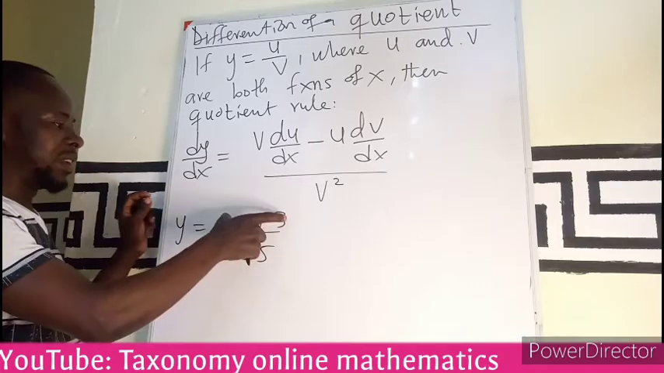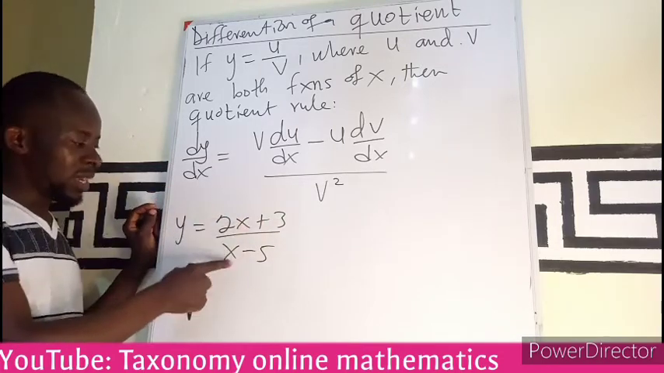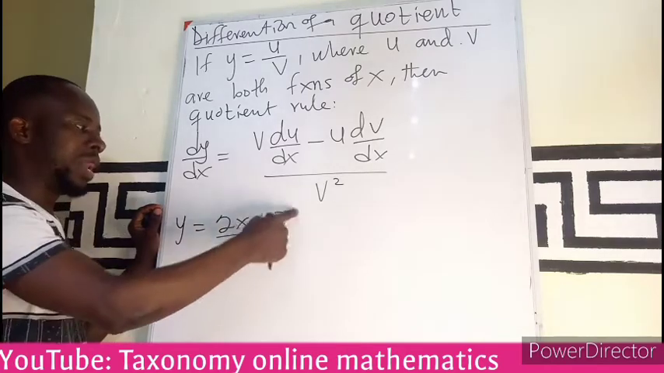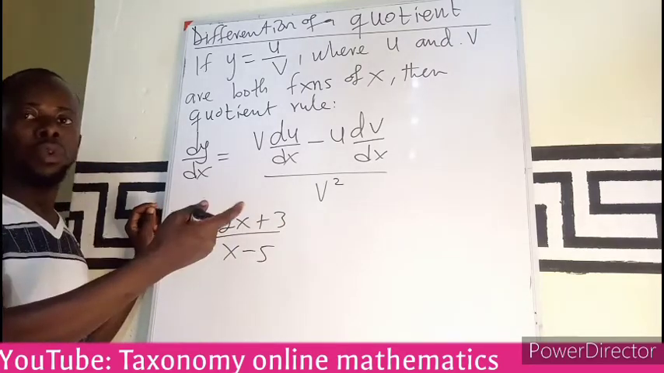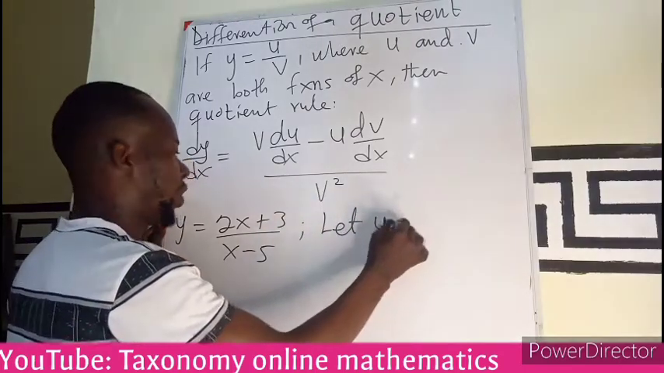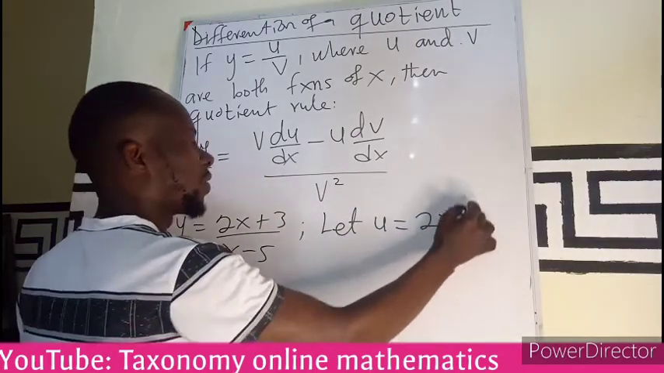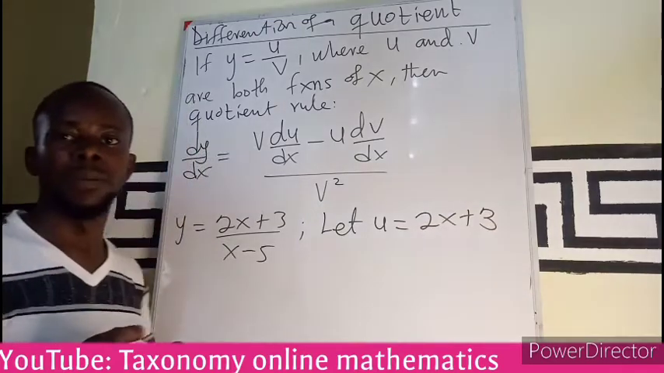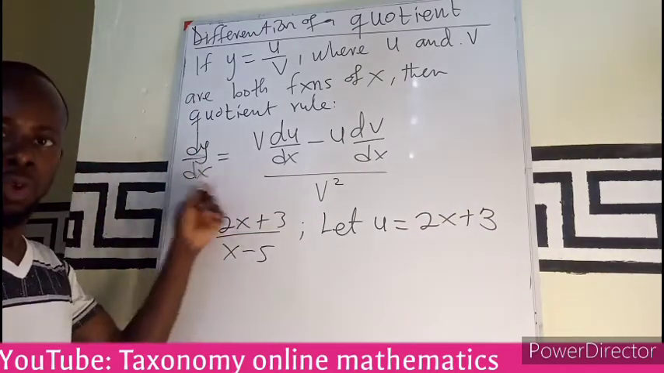So in case I have y equals 2x plus 3 over x minus 5, we can see that this is a function of x, this is a function of x. So we let the numerator become u. So here we just say let u equals 2x plus 3. The u is a numerator.